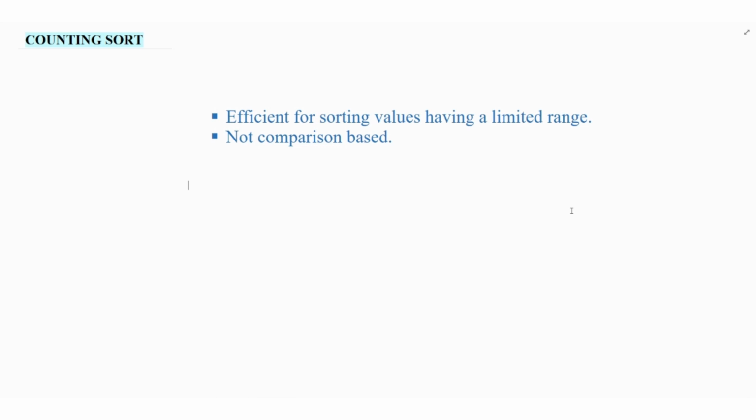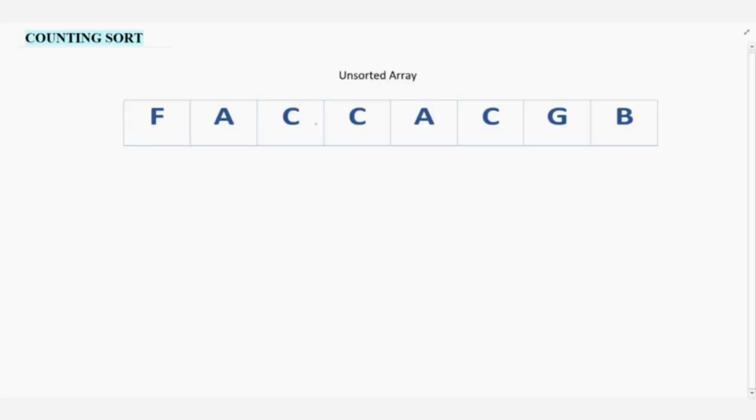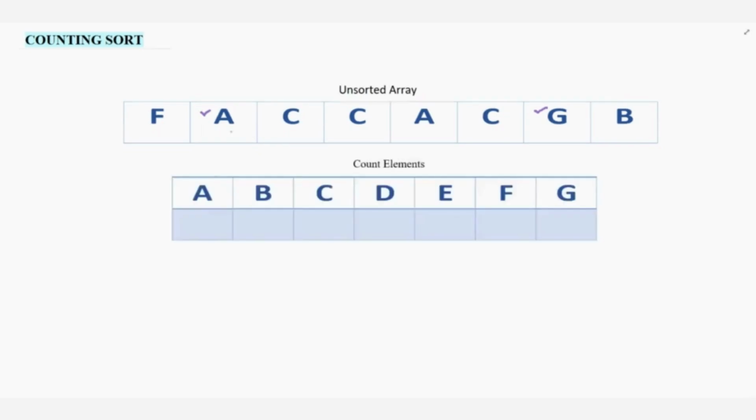So let us see an example to understand how the counting sort algorithm works. Suppose we have an unsorted array with 8 elements: F, A, C, C, A, C, B and G, ranging from A to G. So our starting element is A and the end element is G, and the array is unsorted. For counting sort, at first we need to count every element. We will count the frequency of every element and put the frequencies in the corresponding cell.